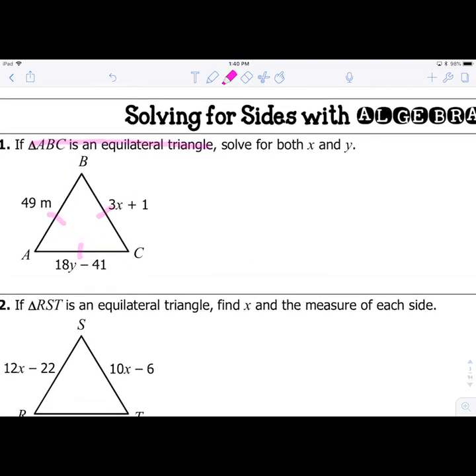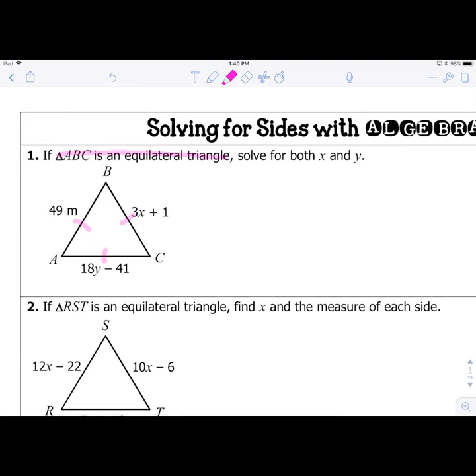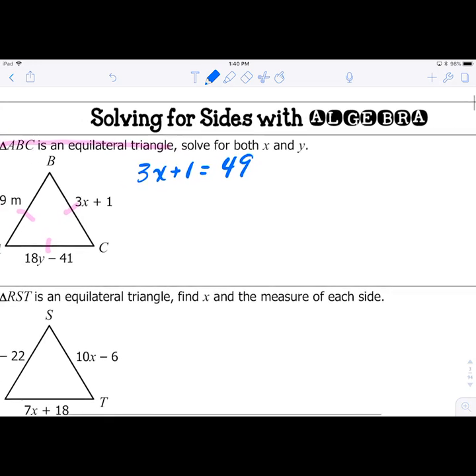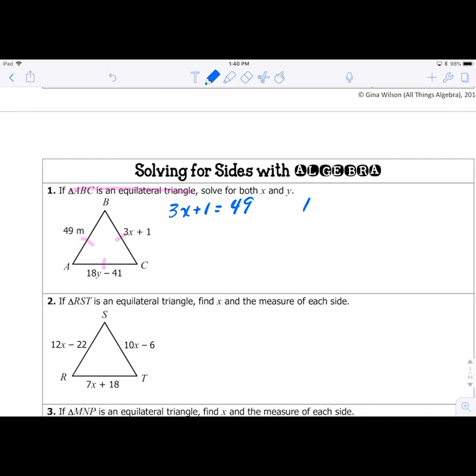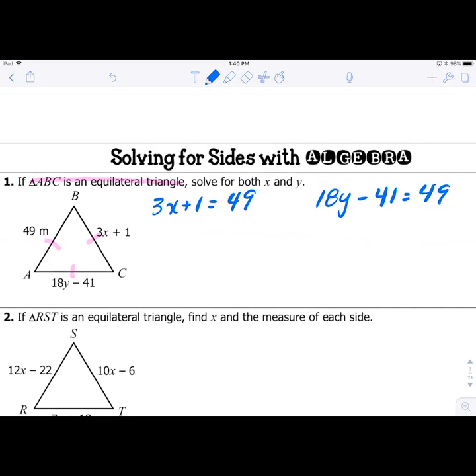So let's look at number 1. It says if triangle ABC is an equilateral triangle, solve for both x and y. As I inspect the figure, I see that I already know one of the sides, AB, is 49 meters long. And I have the side BC is 3x plus 1. All of these sides are equal to each other. Then I can also do 18y minus 41, set that equal to 49, and solve from there.